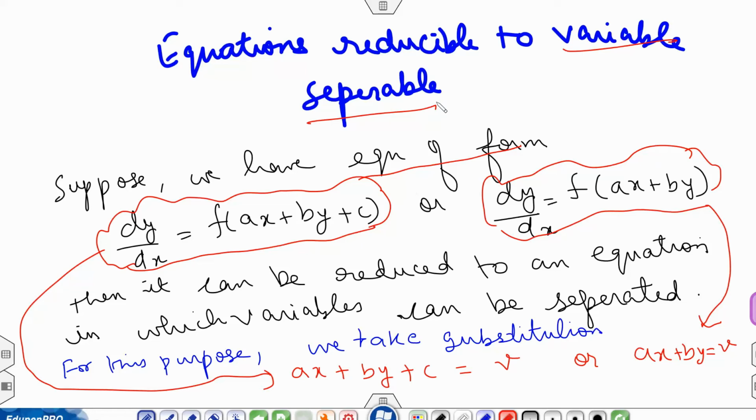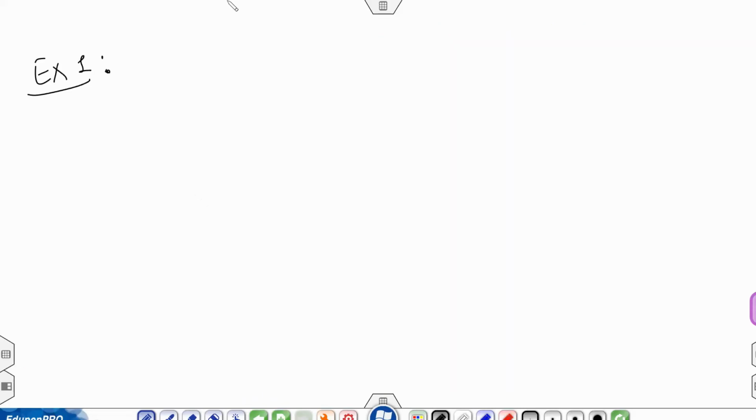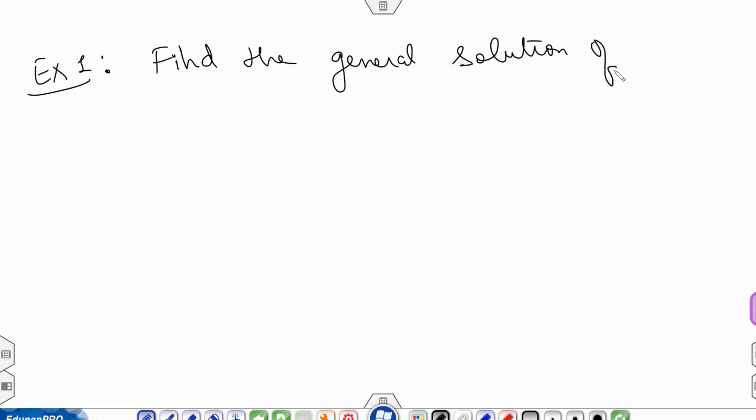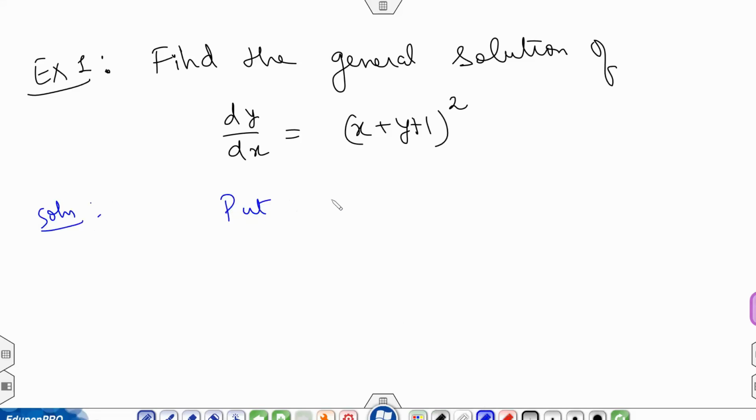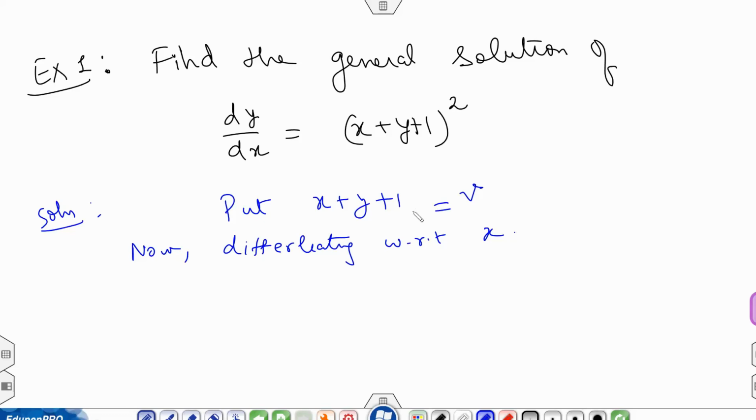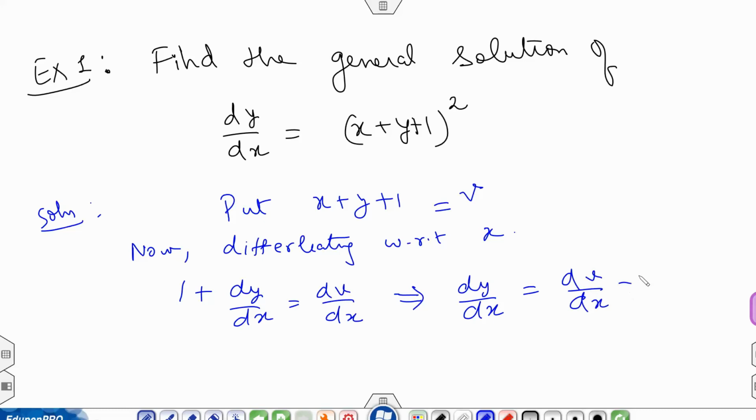I am illustrating this with the help of an example. So the question is, find the general solution of this differential equation. To solve this, you will put x plus y plus 1 is equal to v. Now differentiate this with respect to x. So what I am getting is this: dy by dx is equal to dv by dx minus 1.